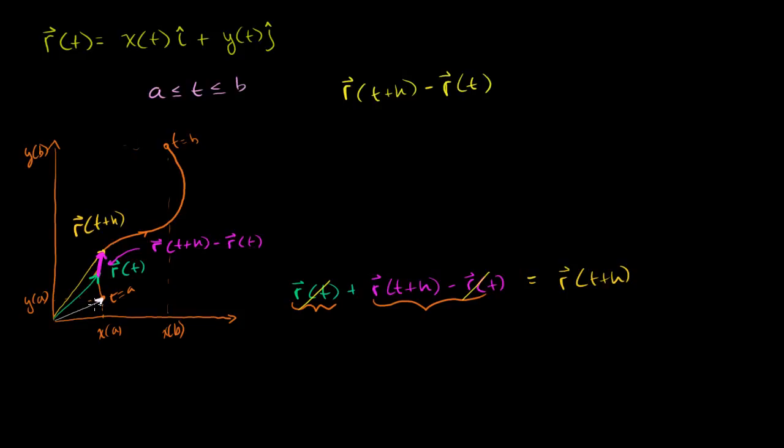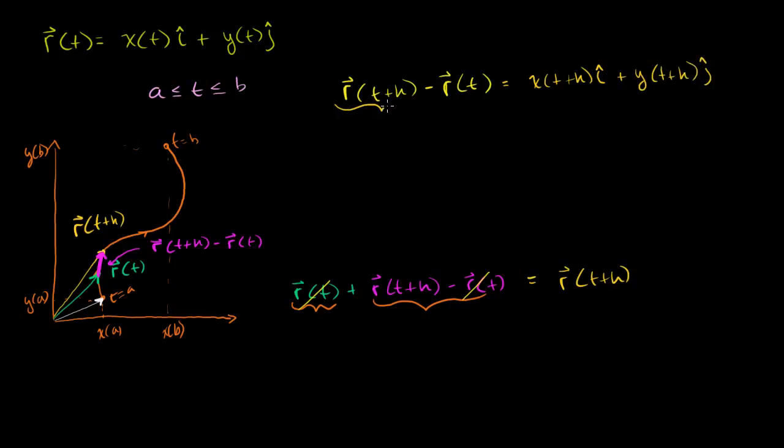But let's say we care, and how would this look algebraically if we were to expand it like that? So this is going to be equal to, what's r of t plus h? That's the same thing as x of t plus h times the unit vector i plus y of t plus h times the unit vector j.